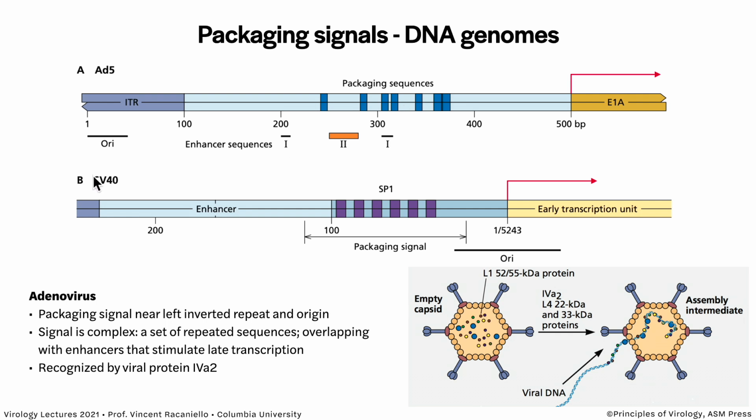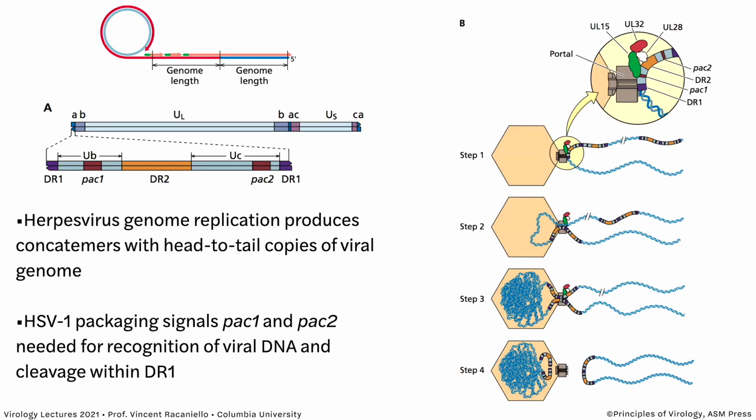The next one here is SV40. Again, this is the origin of replication at base 1 or 5,243. Remember, it's a circular genome. And here we have the early transcription unit. We have the enhancer for that. And here is the packaging signal within this region, these purple boxes. Again, repeated sequences that allow the DNA, and only the viral DNA, to interact and get put into the capsid. So that's a packaging sequence.